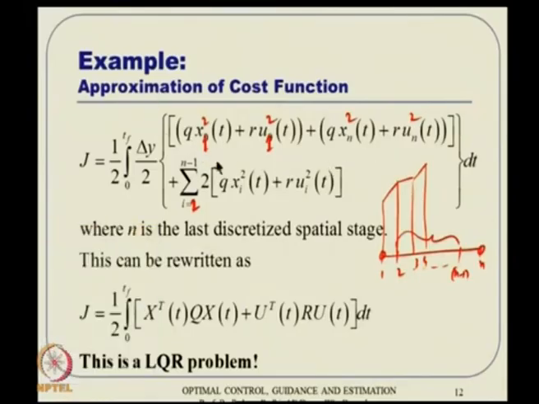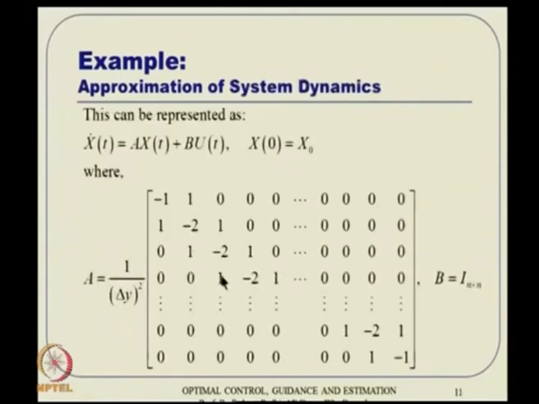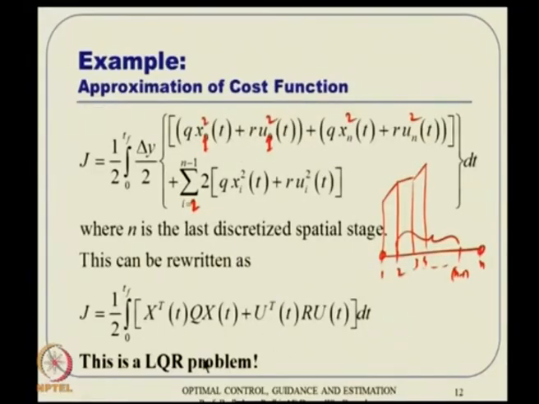Now, all these things can be rearranged again, and you can represent them in this form. Once you represent it in this form and the system dynamics can be represented that way, obviously it formulates an LQR problem. System dynamics is linear and the cost function is quadratic. So this is an LQR problem and we know how to solve it. That is one way of doing it, and then you can see what it gives. It gives the solution at the grid point values only, not anywhere else, but that is alright, we still get some idea about what is happening at the grid points.